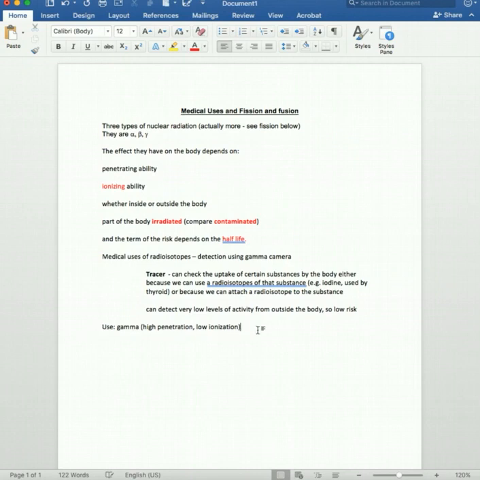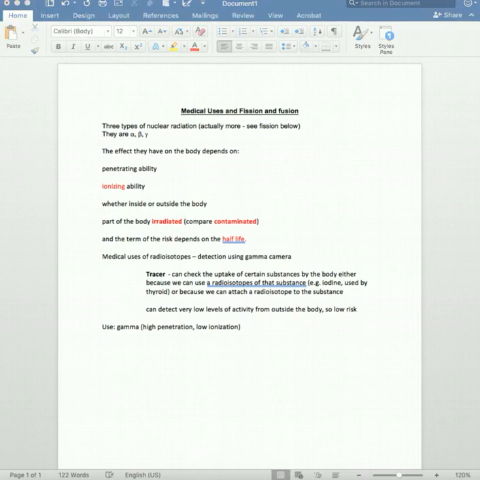And to be honest, most uses of radioisotopes are gamma. There are exceptions, of course. Smoke detectors use alpha, and paper thickness, metal sheet thickness, like making aluminium foil, these use beta, but most uses you'll find are gamma.